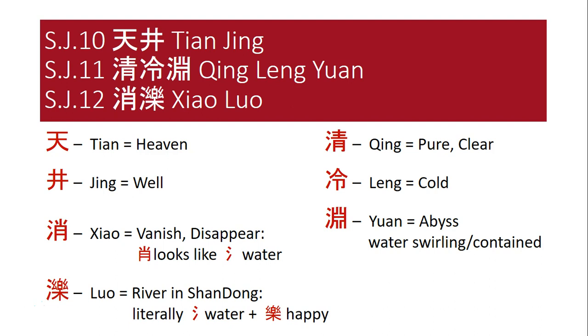That would be possibly the brain. Sanjiao 11, Qingleng Yuan, the clear, cool abyss, suggests clarity and calmness, soothing the water, making them cool. Sanjiao 12, Xiaolu, the river flow that is disappearing, as in vaporizing. They all suggest a smoother of either heaven or of water in either cool or vaporizing form.